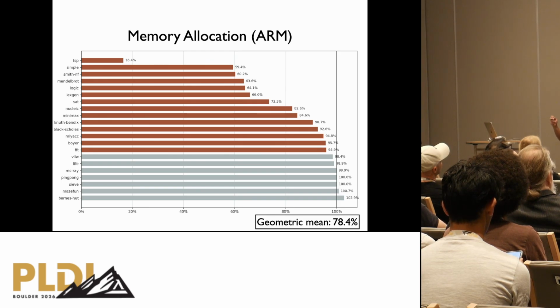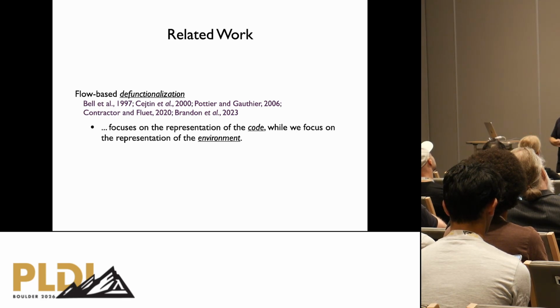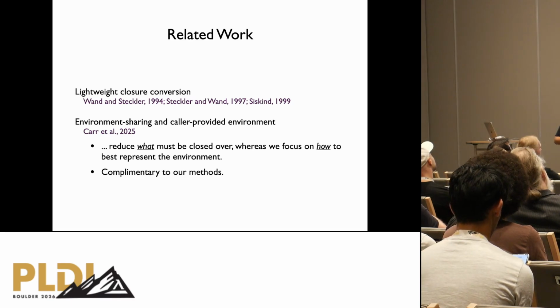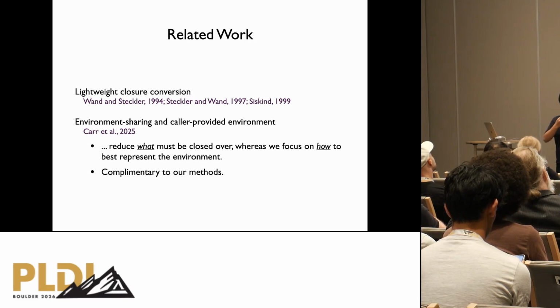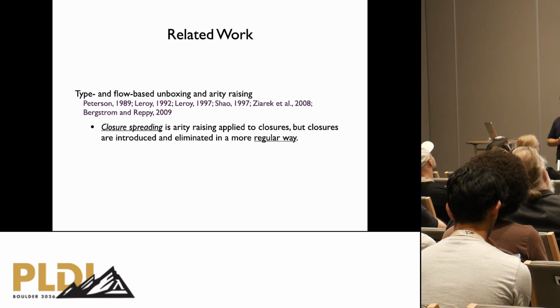substantial. And lastly, I want to point out some of the other work that relates to ours. First of all is defunctionalization, which focuses on the representation of the code part of the closure, while we focus on the environment part of the closure. Second is lightweight closure conversion, which focuses on the free variable sets that need to be closed over. They try to reduce those, while we keep everything intact, but try to represent those environments in a smart way. And lastly, we have unboxing and arity raising, which closure spreading is sort of an instance of.